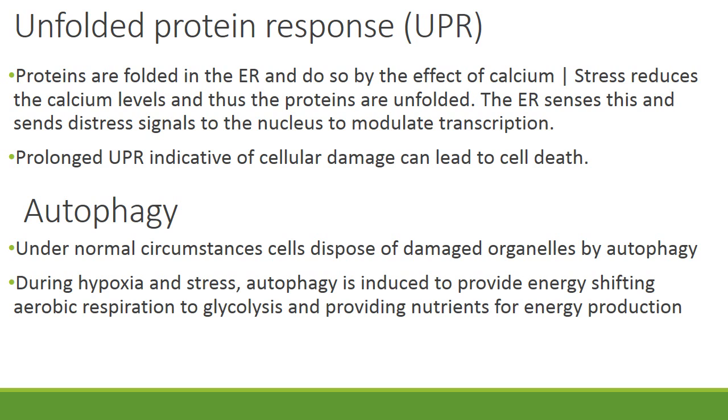Under normal circumstances, the cell disposes of damaged organelles by autophagy process. But during hypoxia and stress, autophagy is induced to provide energy, shifting from aerobic respiration to glycolysis, thus providing nutrients for energy production.